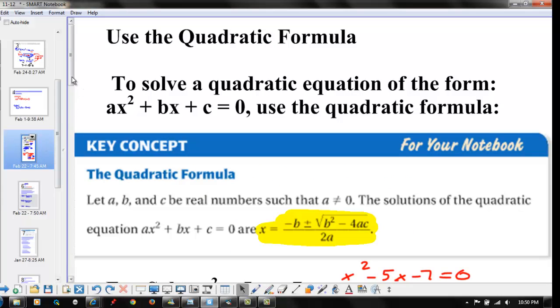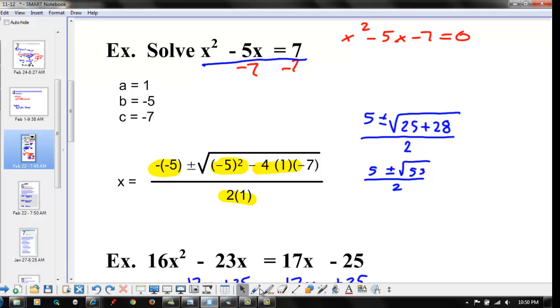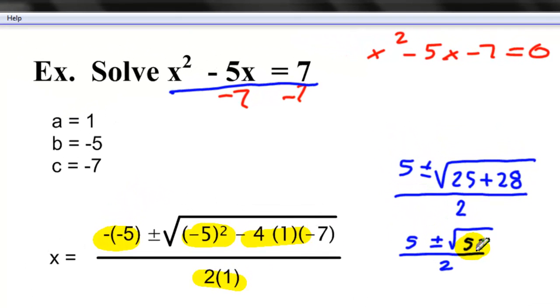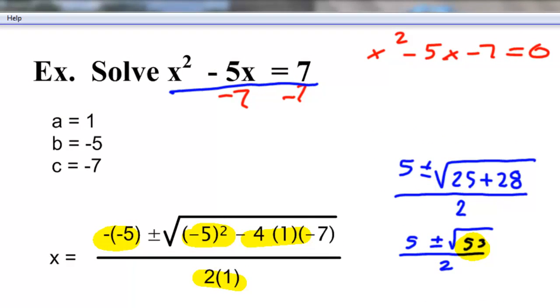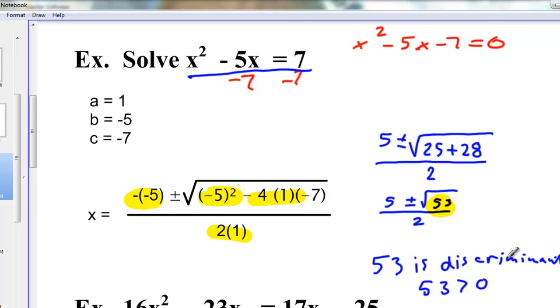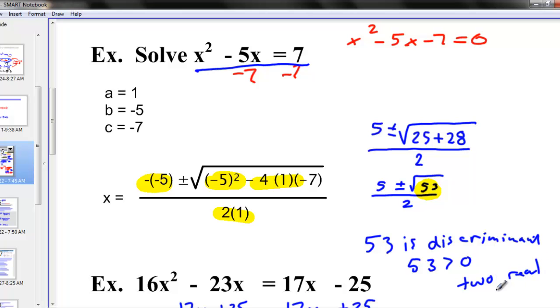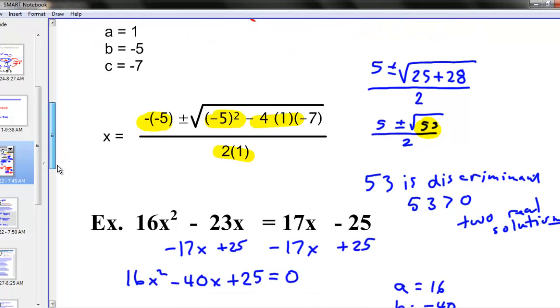So if we go back to our first example here, our discriminant was what? Our discriminant was 53. 53 is greater than 0, and we ended up with 2 real solutions, 5 plus radical 53 over 2 and 5 minus radical 53 over 2. So we'll say 2 real solutions.